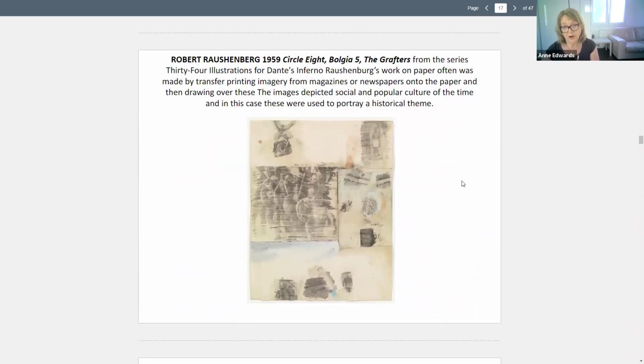Rauschenberg. From this series, 34 illustrations of Dante's Inferno, Rauschenberg's work on paper often was made by transfer printing imagery from magazines or newspapers onto the paper and then drawing over these. The images depicted social and popular culture of the time, and in this case, these were used to portray a historical theme.